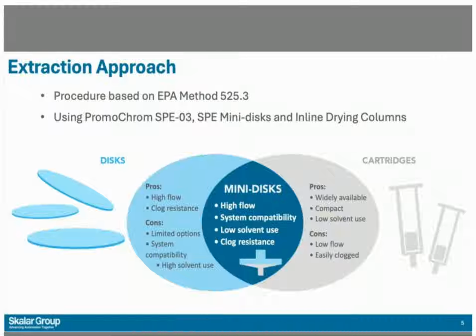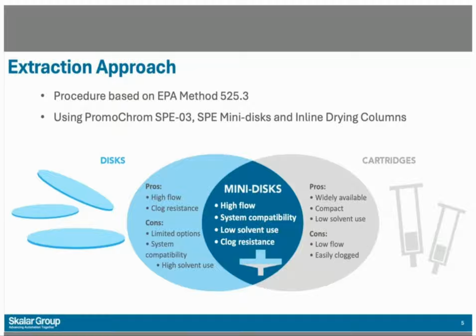Over on the right, we have SPE discs, which have a couple advantages. They are usually large in cross-sectional area, 47 to 50 millimeters, so they can handle high flow rates, and they're clog resistant due to essentially the large surface area, but there are limited commercially available options. It is more difficult to integrate them into an automated system, and they do use a higher volume of solvent. So to go with a high solvent choice in this case would defeat the purpose in some regard.